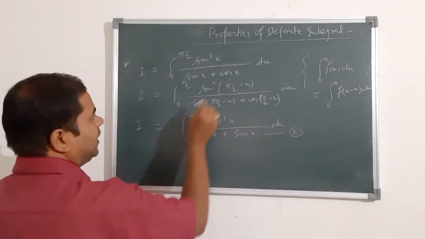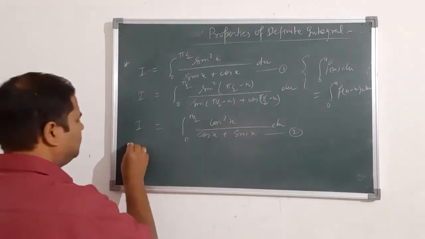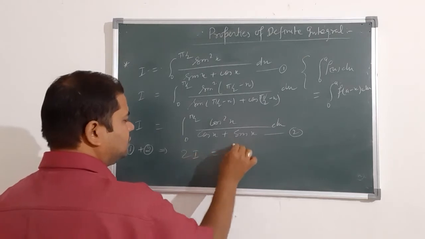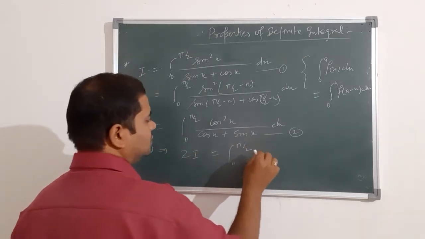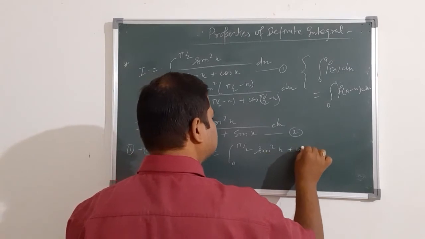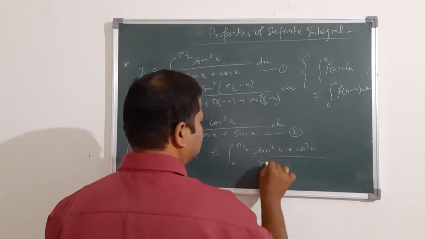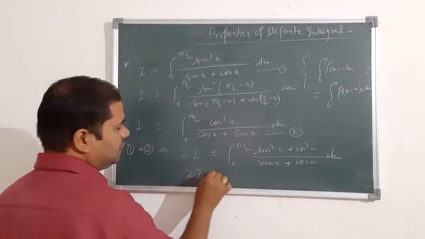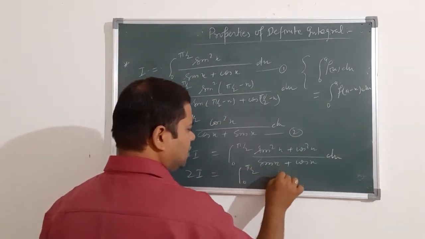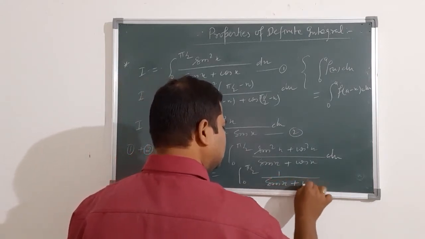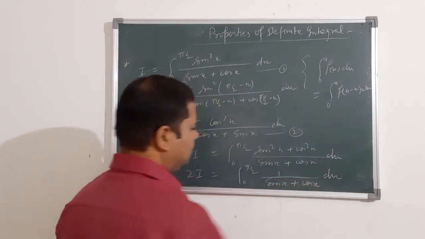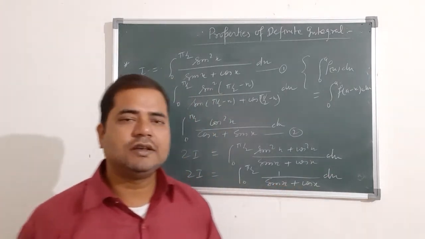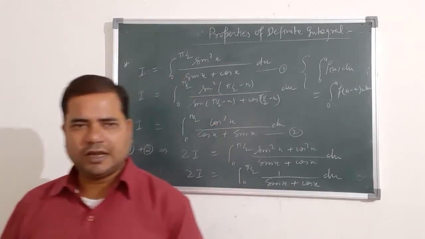If we add 1 and 2, we will have 2I is equal to integral from 0 to pi by 2 of (sin square x plus cos square x) divided by (sin x plus cos x), because the denominator is the same. So 2I is nothing but integral from 0 to pi by 2 of 1 upon sin x plus cos x. This is a very good question in the sense of integral as well as definite integral. Okay, so please note it down, then afterwards we continue.